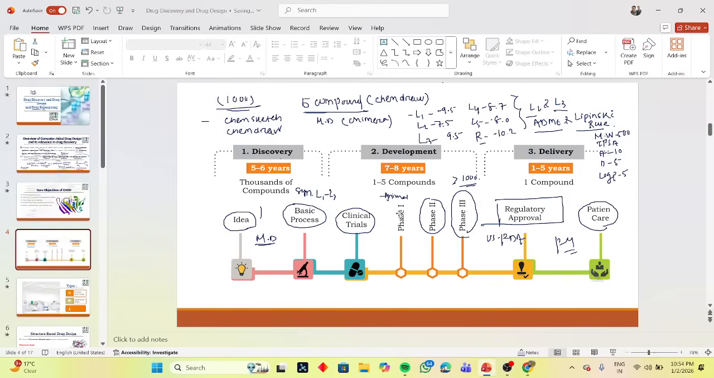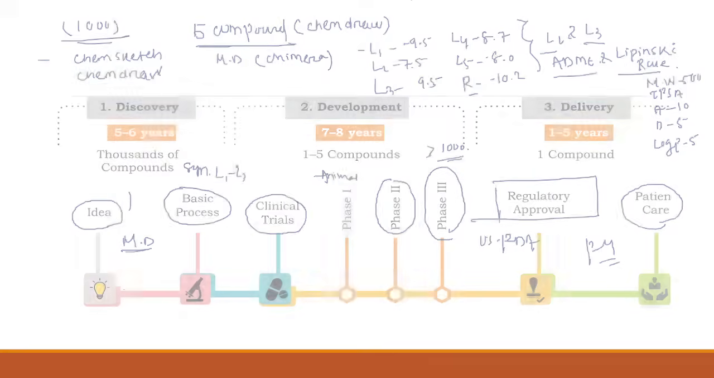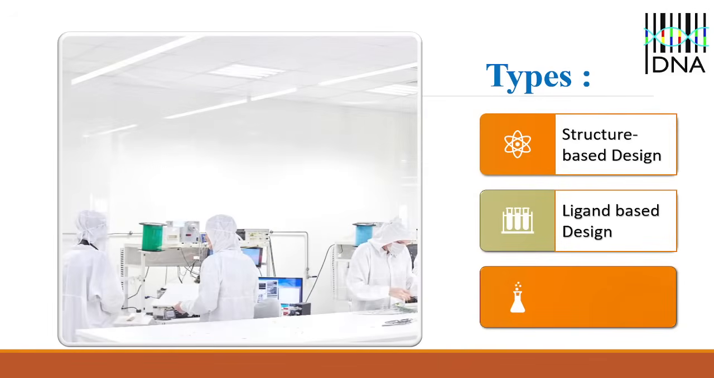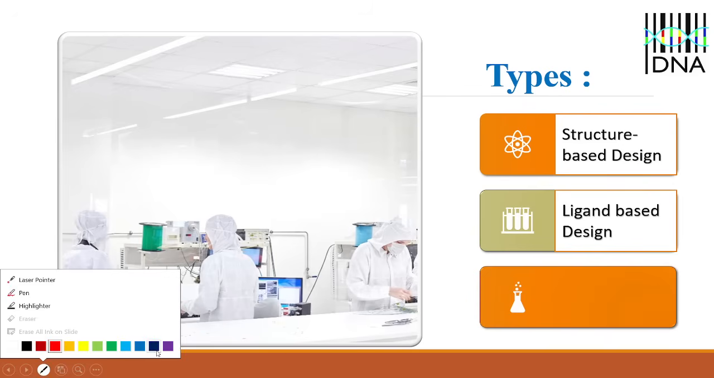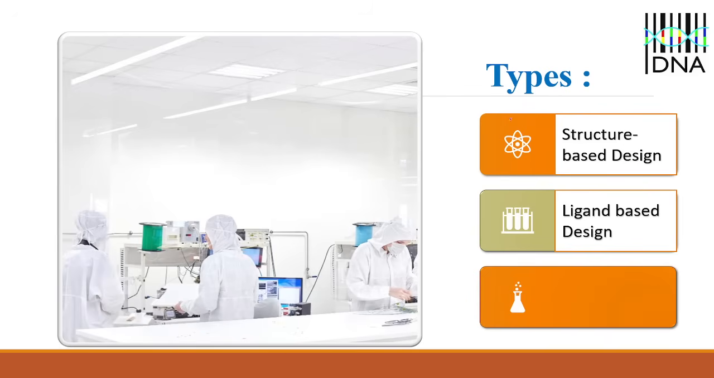Now next, we have to go for the types of drug design. Basically there are two types of drug design. The first one is structure-based drug design and the second is ligand-based drug design. Now here comes a tweak.